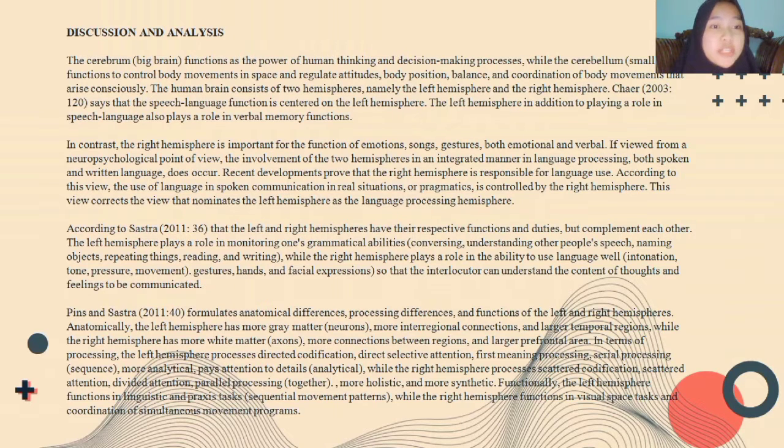In contrast, the right hemisphere is important for the function of emotion, sounds, and gesture, both emotional and verbal. If viewed from a neurophysiological point of view, the involvement of two hemispheres is an integrated manner in language processing, but spoken and written language does occur.